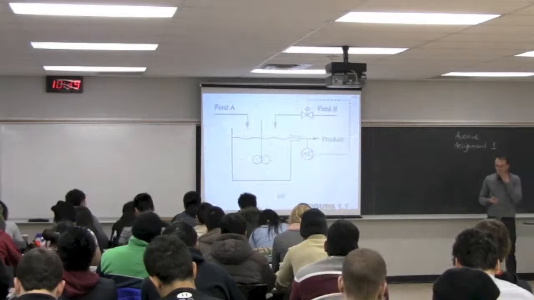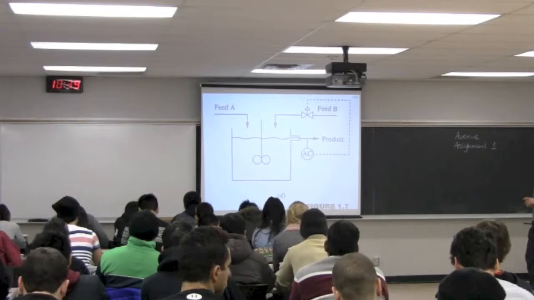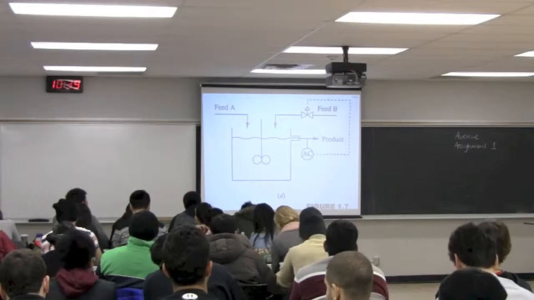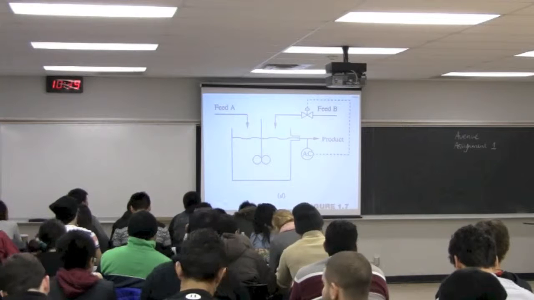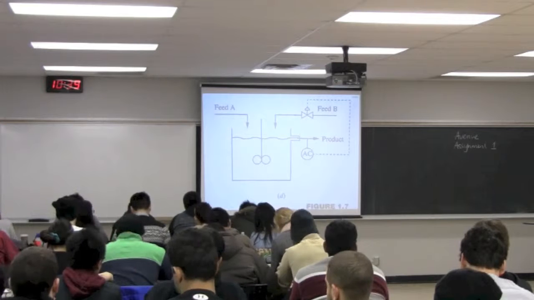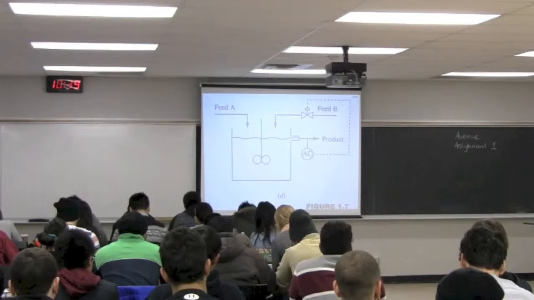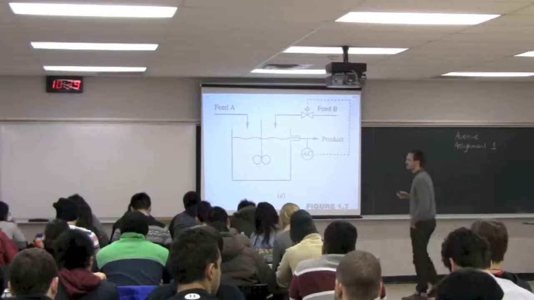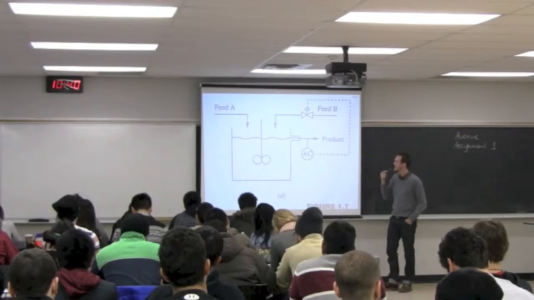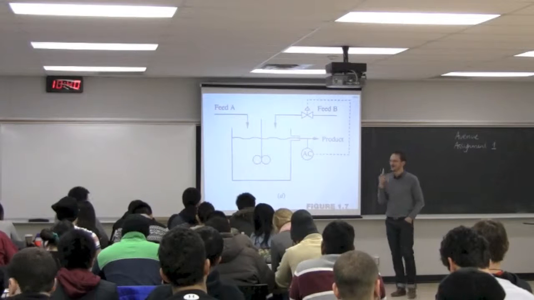So here's another example. Let's take a look at this. I'm going to tell you that feed A is acid and feed B is base. What is this system doing? Neutralization. What's the objective of the system? Controlling the pH. How do you know that?